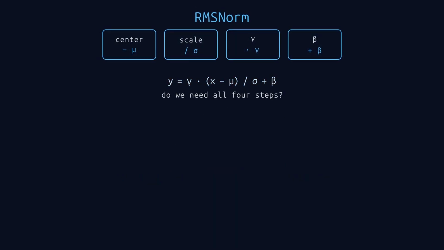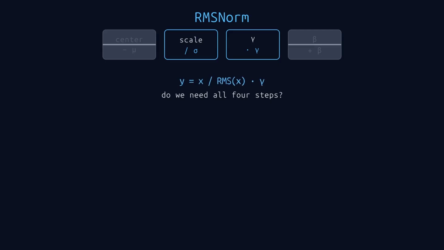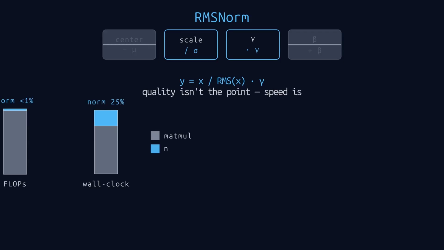Here's where the subtraction arc begins. Look back at those 4 steps and ask, do we need all of them? RMSNorm says no. Cross out the mean centering, cross out the beta shift. What's left is just the rescaling: divide by the root mean square, then scale. It turns out the recentering was mostly along for the ride. The rescaling was doing the work, and dropping the rest matches LayerNorm's quality, sometimes even nudges it up.